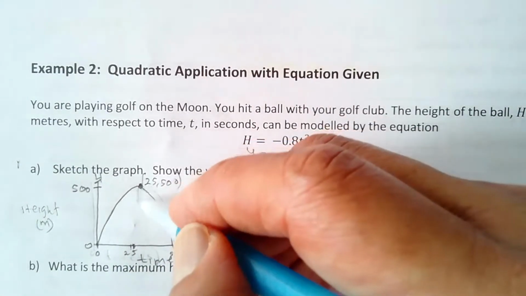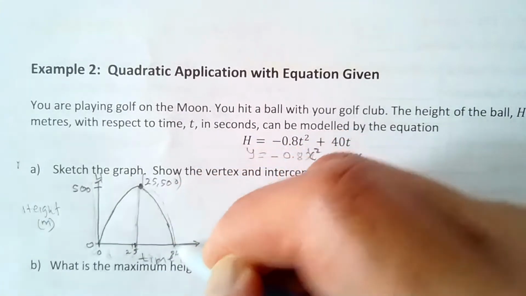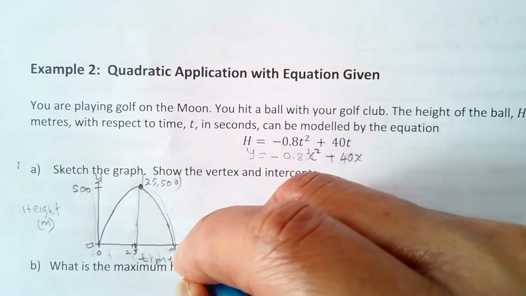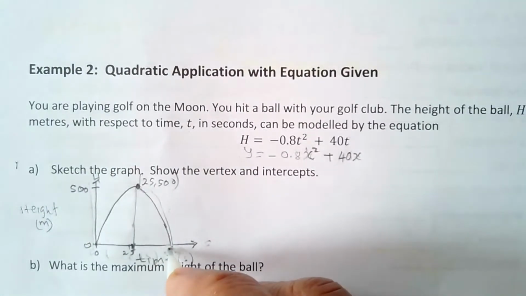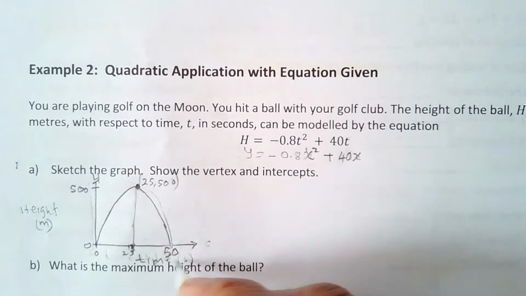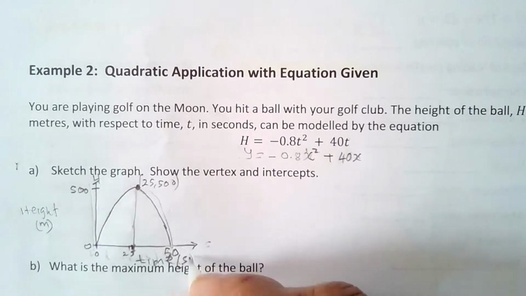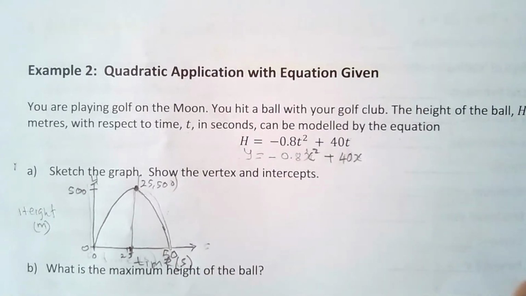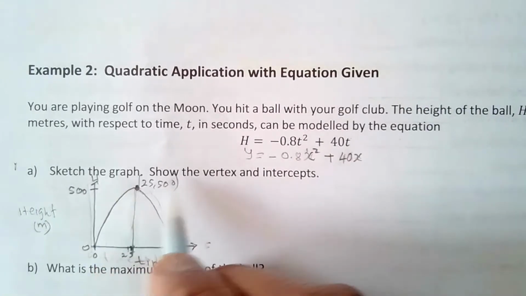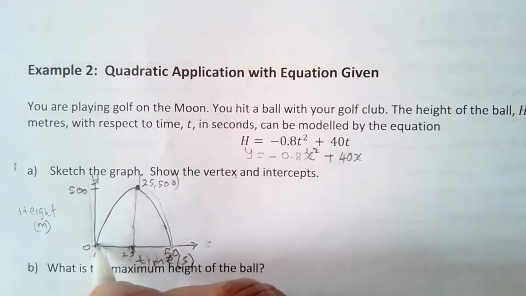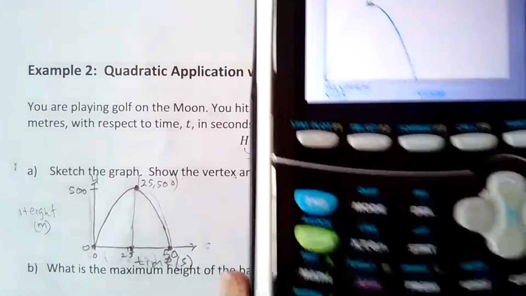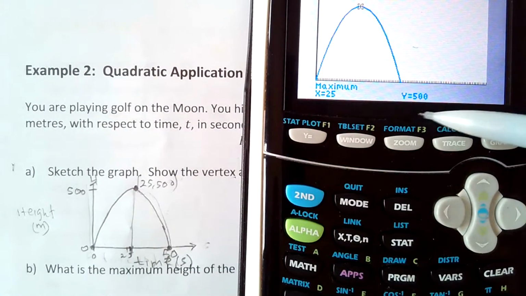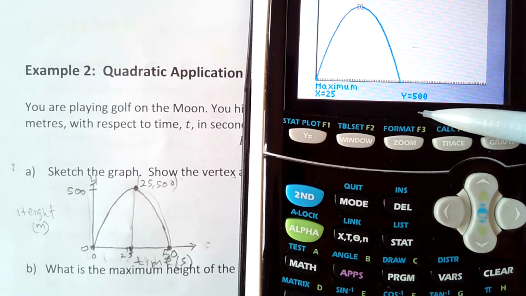Now you can tell that the ball will be down here at 50 because at 25 it is halfway. So complete would be 50 seconds. Show the vertex and intercepts. Now the intercepts here would be 0, and let's find the other one for sure now. Okay, so now we found the vertex, 25, 500.